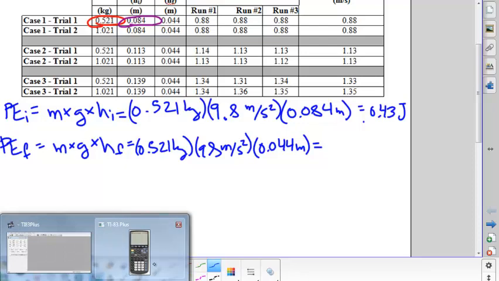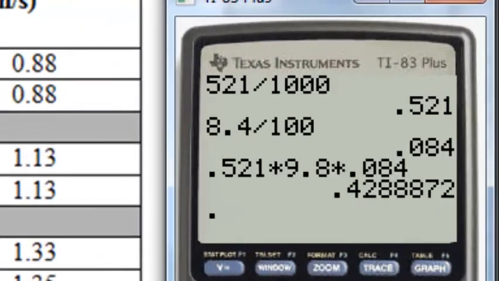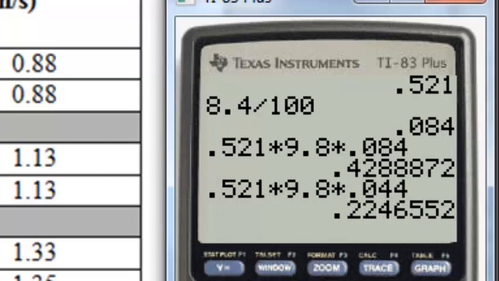Where's my calculator? Okay. 0.521 times 9.8 times 0.044. Enter. And I get 0.224. I'm going to round this to this point right here. So it's going to be 0.22 because 4 is less than 5. So I stop at 0.2.